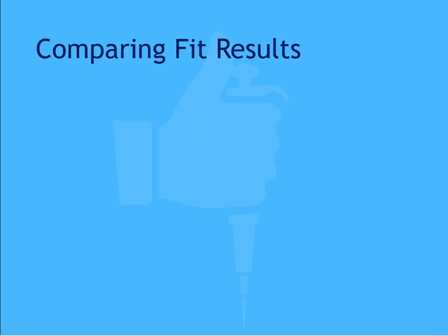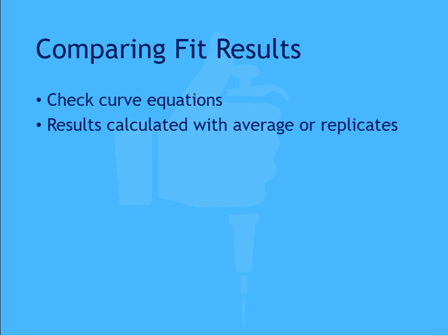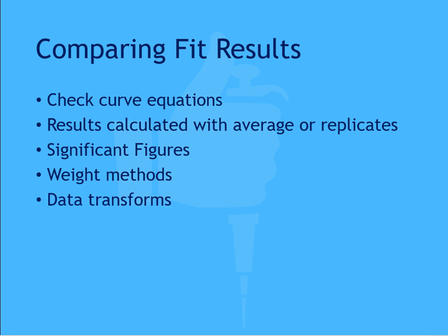Other factors to consider when comparing results with other systems include checking that the equation of the curves are the same, as in some cases different vendors will use different forms. Also check that the same data is used. One may use replicated values and another averages. Be sure the same number of significant figures are used in both applications. Check to see if a weighting method is applied, and if so, is it the same weighting method? Also check to see if any transforms are used, such as log or anti-log.